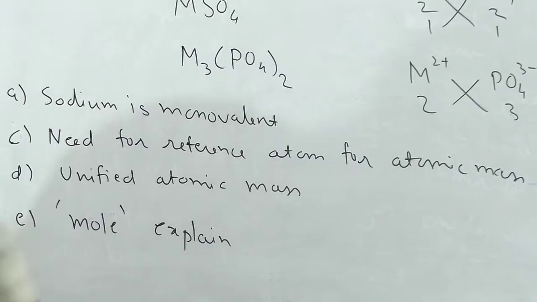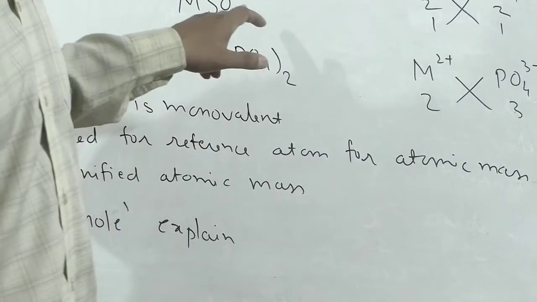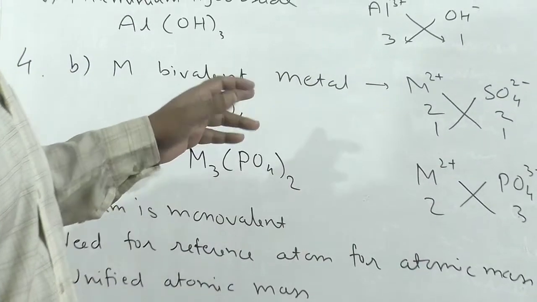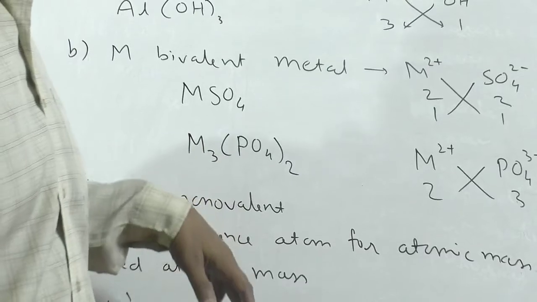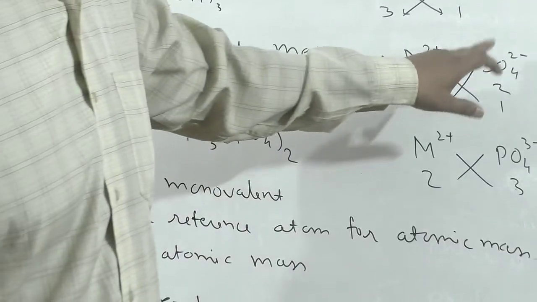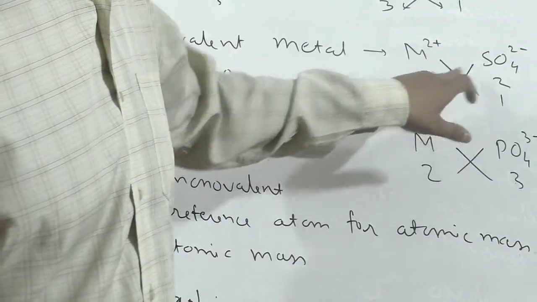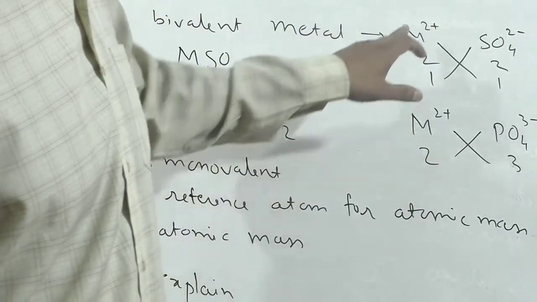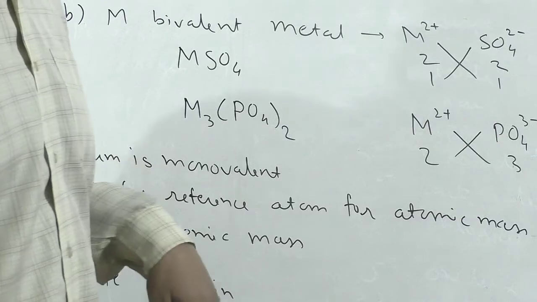M is a bivalent metal. Bivalent means valency 2, so M 2+. Write its formula with sulfate and phosphate. Sulfate is SO4 2-. Then 2 and 2 make 1 and 1. Cross: 1 goes to M, 1 to SO4. So MSO4 is the formula.